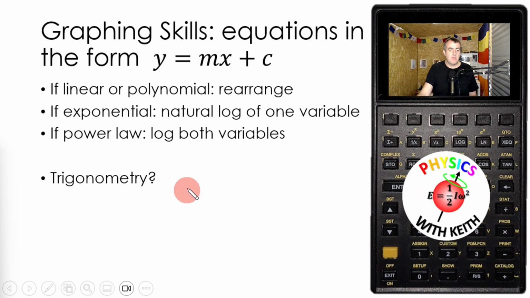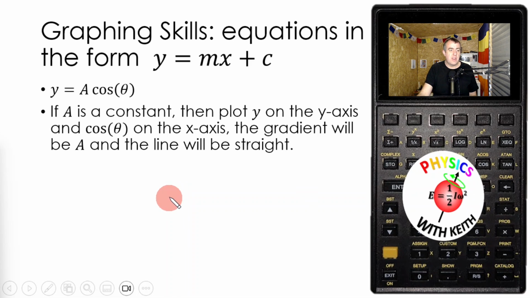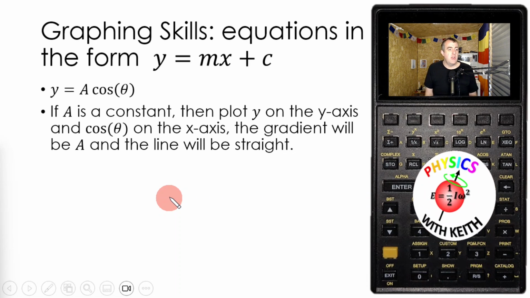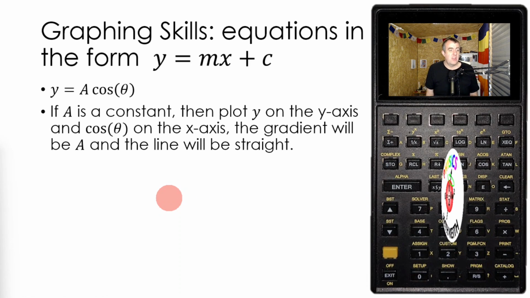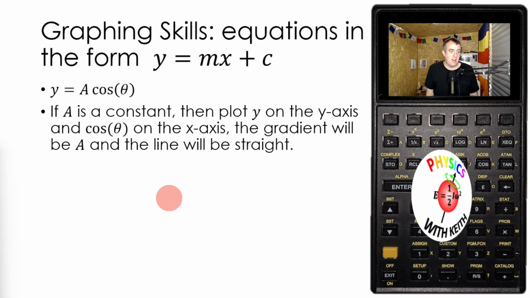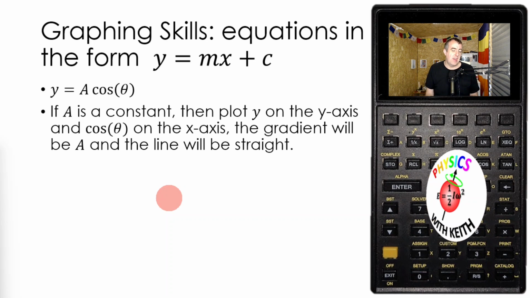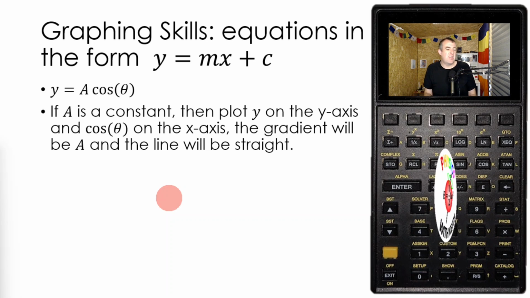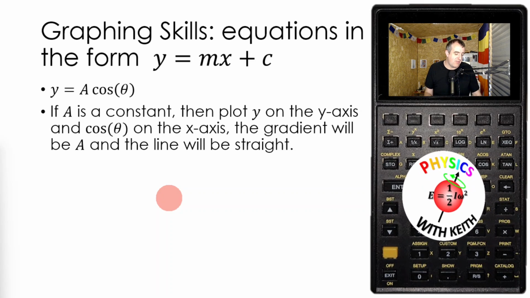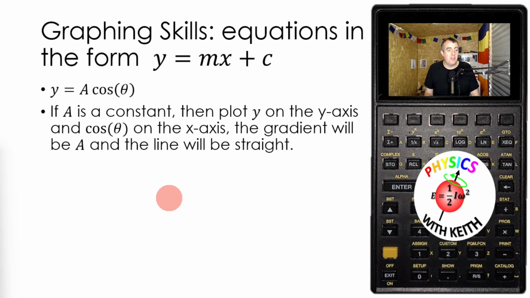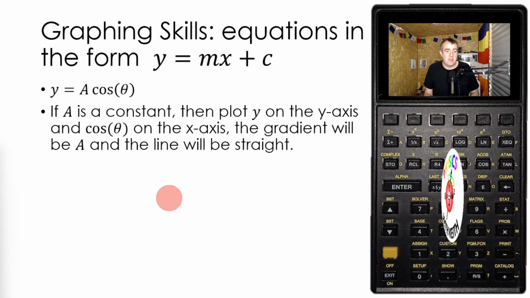Trig functions, well, they're a little bit different. If you had a trig function like this, then you would have to plot y versus cosine of theta to get a straight line, where a would be the gradient. But you would still be able to do that. So it's a little bit different, but it's the same idea. You're just trying to get a straight line by doing algebraic manipulation into the form y equals mx plus c.